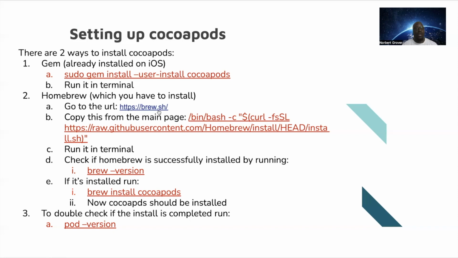If you want to do it with Homebrew and manage it from there, you can go to the Homebrew website, https://brew.sh, and this is on the main page. You should copy this string right here from the main page and run it in your terminal. Again, you can check to see if Homebrew is installed properly. You run brew --version, and the terminal should return a version number. If it's installed, you do brew install cocoapods, and that installs your Cocoapods setup.